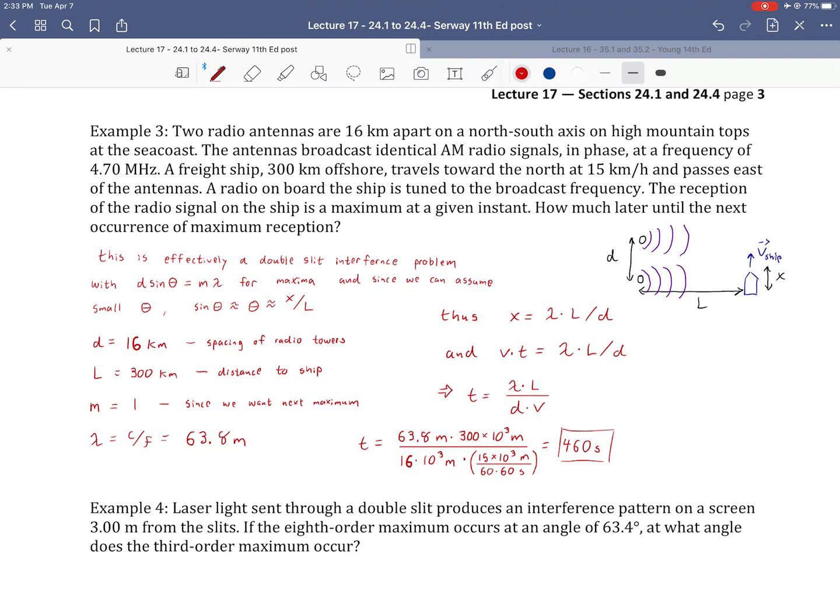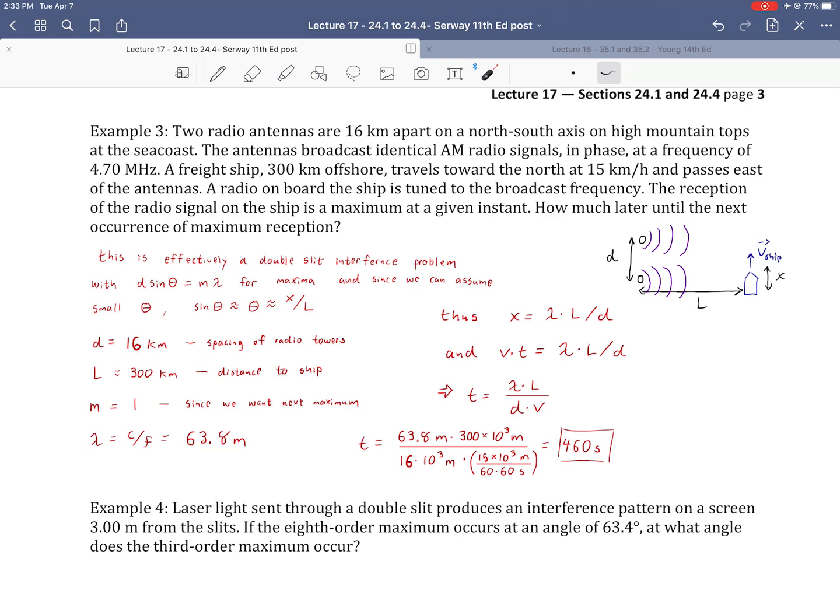All right, so I'm doing 63.8, the wavelength, times the distance L, which we usually call R. That's the distance from the slits to the screen. And then dividing by d times v, so divided by 16 times 10 to the 3, just 16 kilometers, or 16,000 meters, and then multiply by the velocity. The velocity we're told is 15 kilometers an hour, which, you can see here, I convert the kilometers to meters and then divide by 3,600 seconds, the number of seconds in an hour. So times 15 times 10 to the 3.